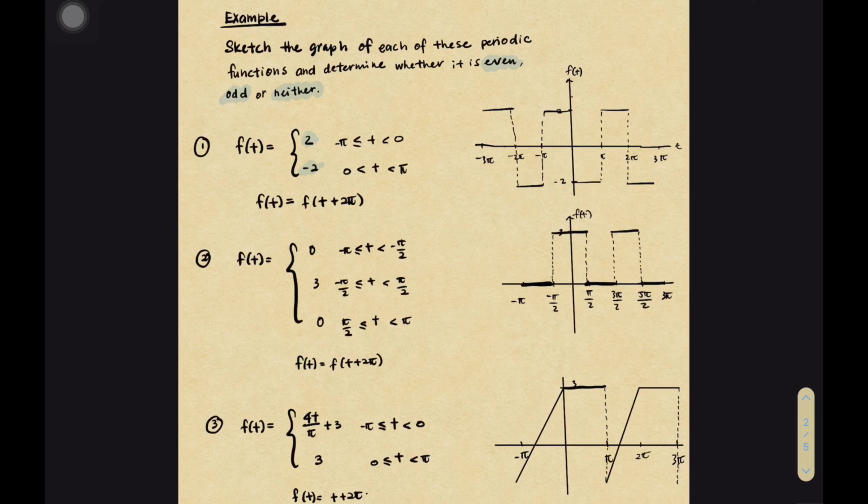Okay, so when you sketch your graph, you will get this kind of graph on the right side here. So what you can see is this graph is symmetric about the origin. Okay, what is meant by symmetric about the origin?